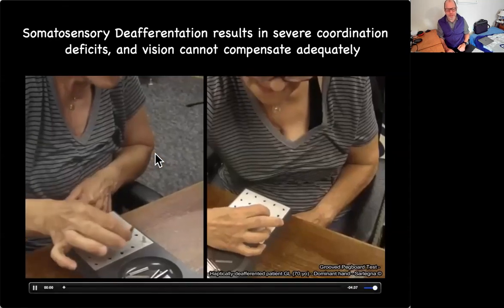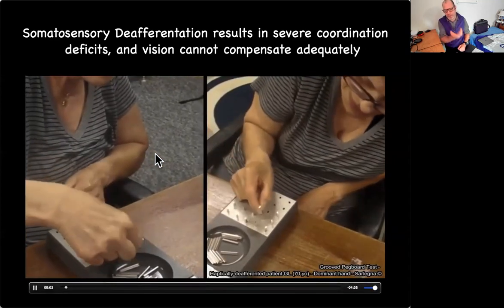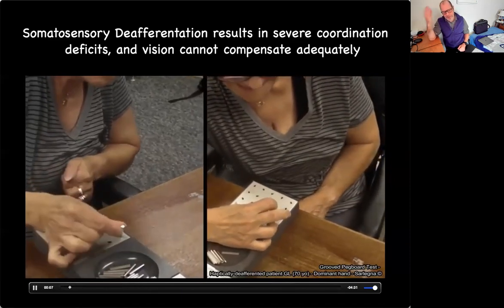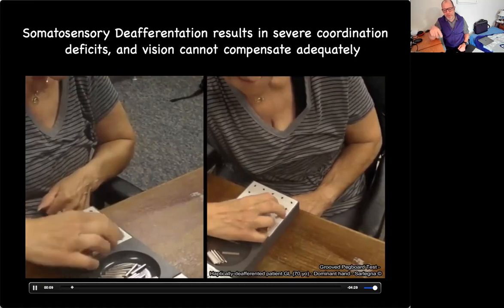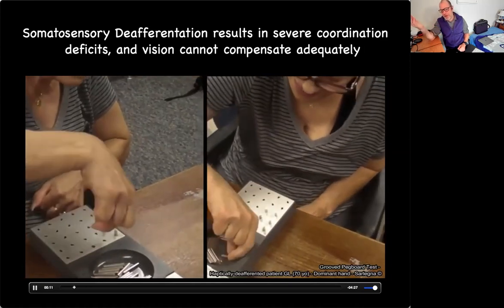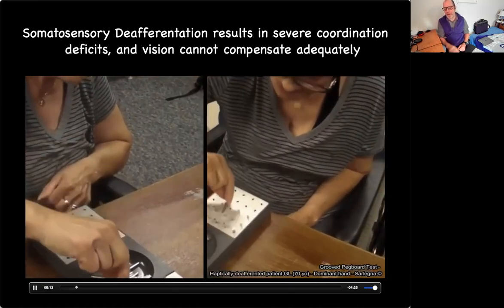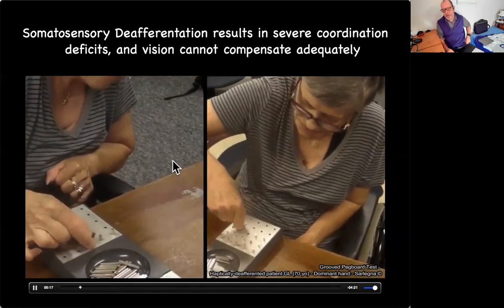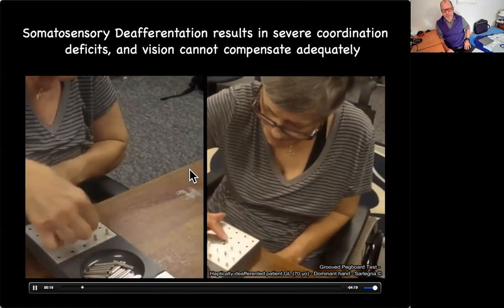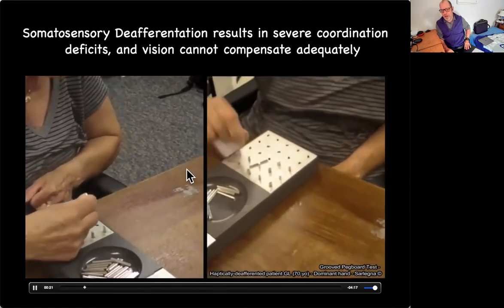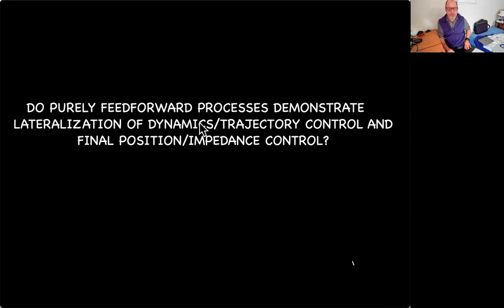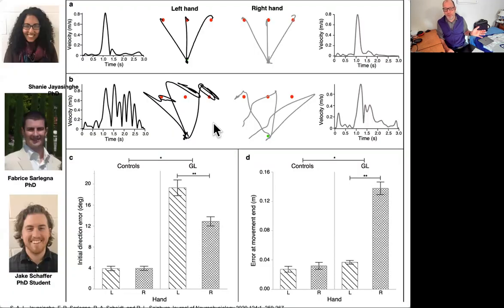This is Jeanette just doing a pegboard. She's really unbelievable. She just stuck with it. But what you can see is she's not moving normally. She looks a lot like an ataxic patient. Not surprising because the spinocerebellar and dorsal column input is basically obliterated. So do purely feed-forward processes demonstrate lateralization? We never really looked at this.